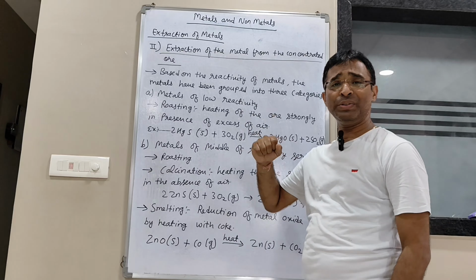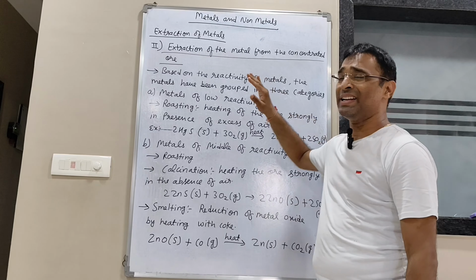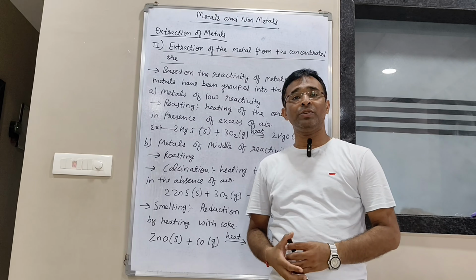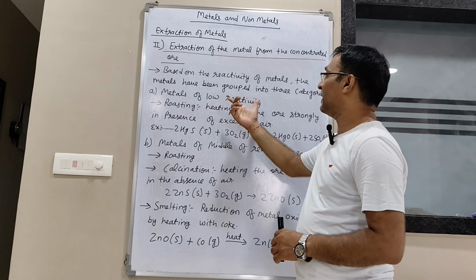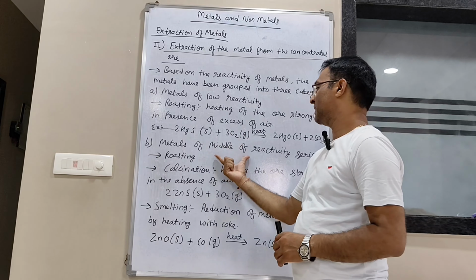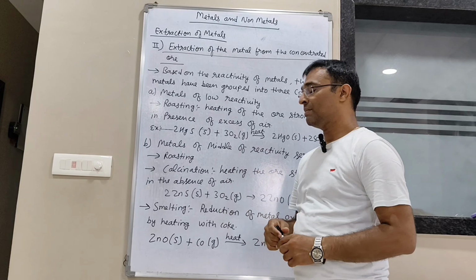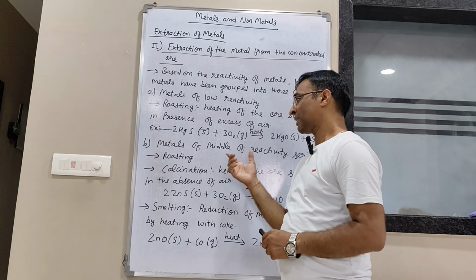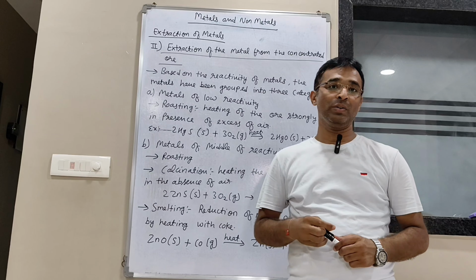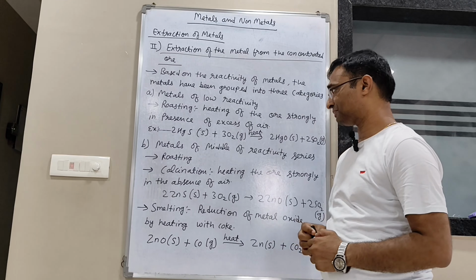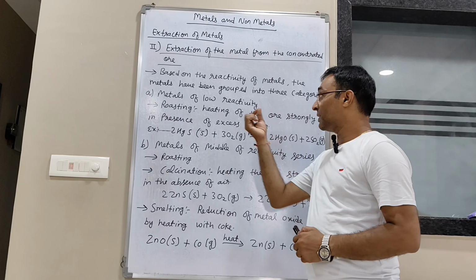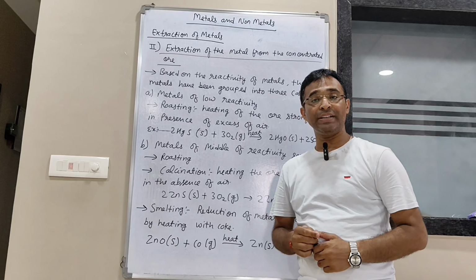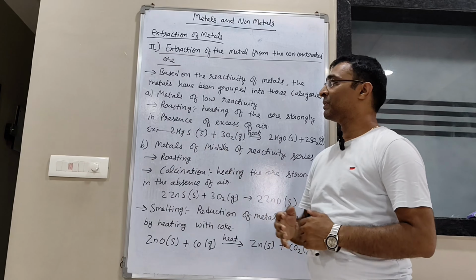So in order to do this, we have basically categorized the metals into three categories. First, metals of low reactivity series, metals of middle reactivity series, and third, metals of high reactivity series. So in the first, metals of low reactivity, we have the process of roasting.